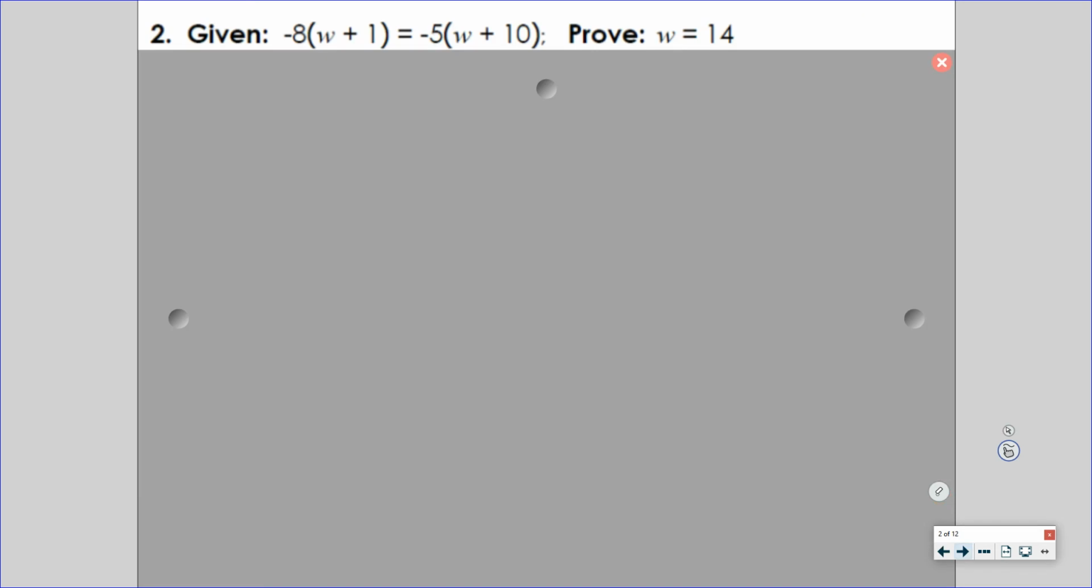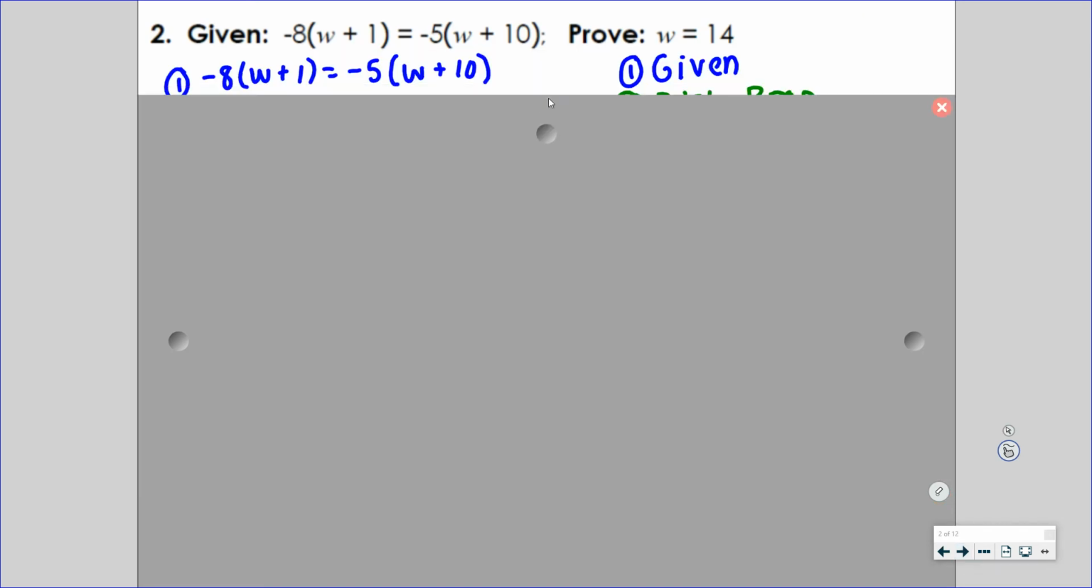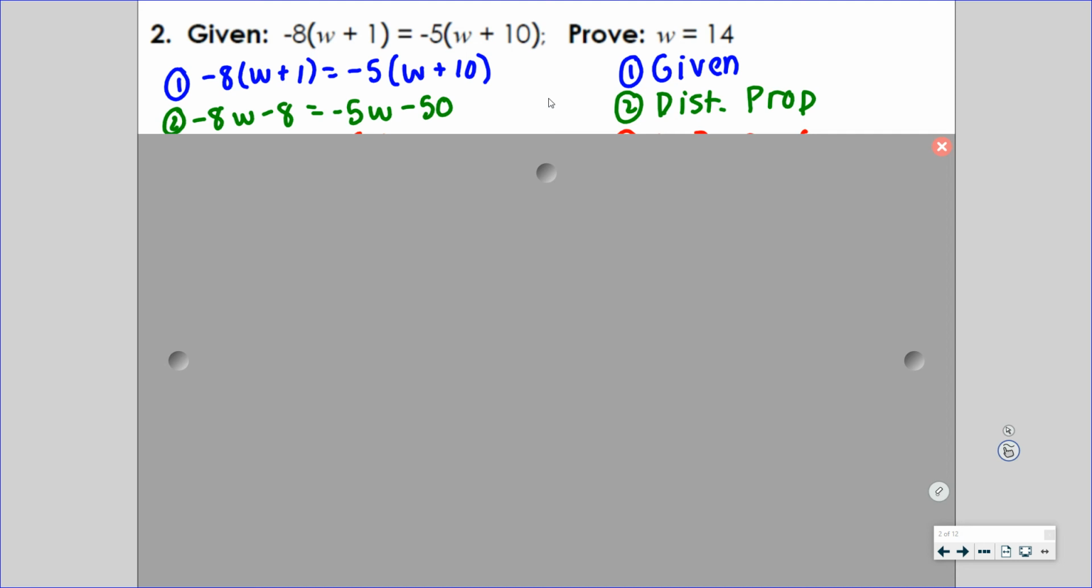Now, there's a couple different ways you could have done this one, but your first step would be to state what's given to you. So that equation's given. And then everybody's second step should have been the distributive property. And we should have gotten negative 8w minus 8 equals negative 5w minus 50.